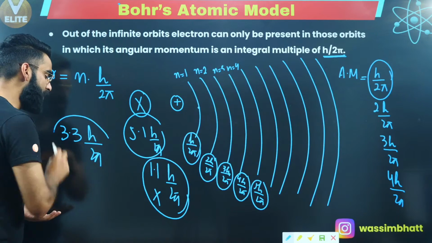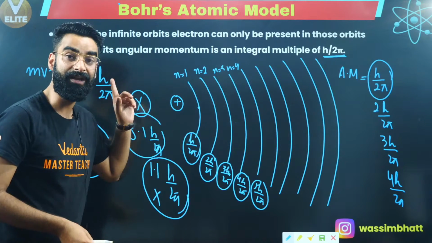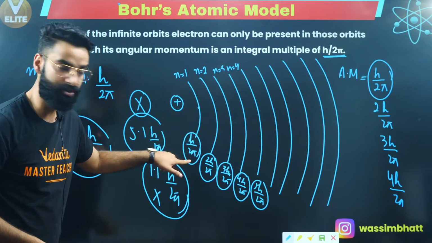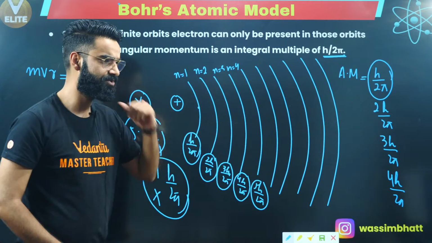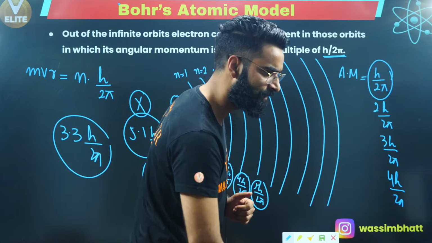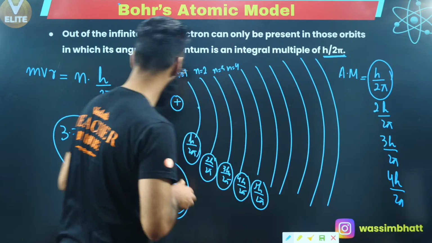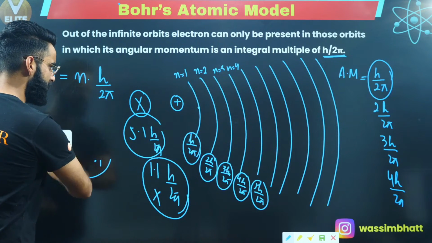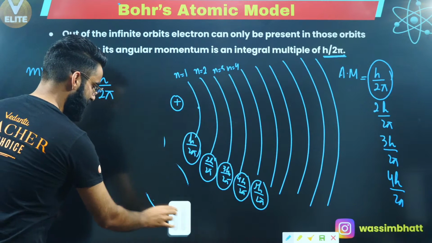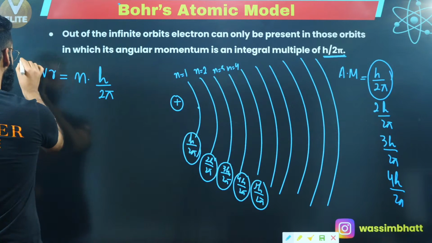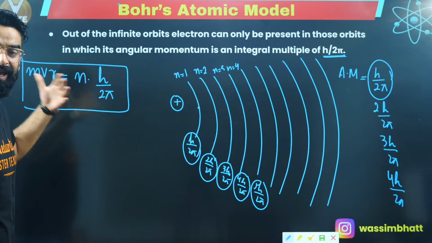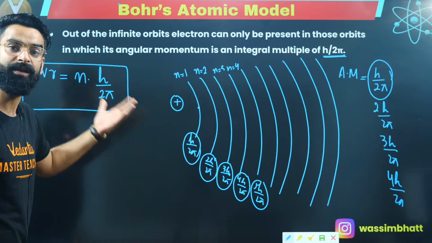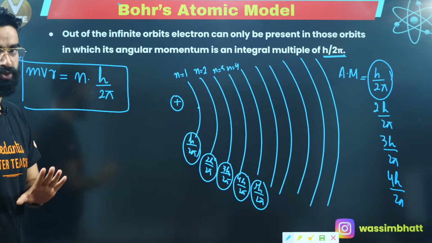You can find electrons in only those orbits in which angular momentum will be either h upon 2 pi, or 2h upon 2 pi, or 3h upon 2 pi, or 4h upon 2 pi, and so on, right? Yes, as simple as that. Let's move on and talk about a few more things. This is one important relation which I want you guys to remember: the angular momentum of an electron is basically an integral multiple of h upon 2 pi.